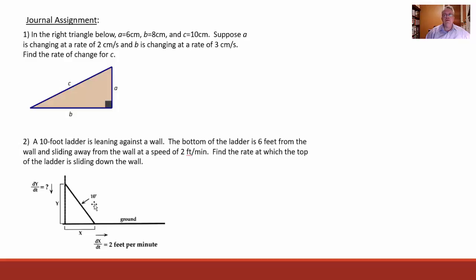Okay. Then we have a classic ladder problem here. A 10-foot ladder is leaning against the wall. The bottom of the ladder is 6 feet from the wall and is sliding away from the wall at a speed of 2 feet per minute. Now, find the rate at which the top of the ladder is sliding down the wall. Just to make the problem a little bit easier, when x is 6, you could use the Pythagorean theorem to find that y is 8. So to help you out a little bit, you'll need x and y. You also need their derivatives. Okay, good luck in all this.